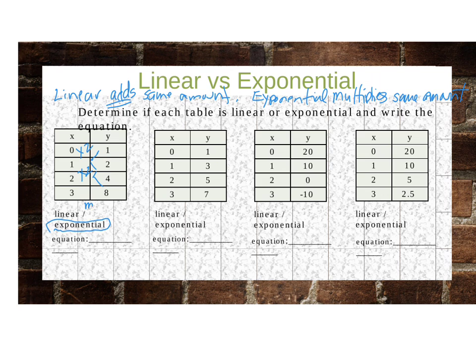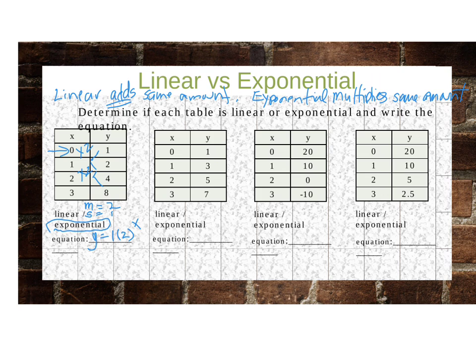Our multiplier is 2. Our starting value is whatever y is when x equals 0. So our starting value is 1. So our equation is y equals 1 times 2 to the power of x. Let's take a look at the next one.